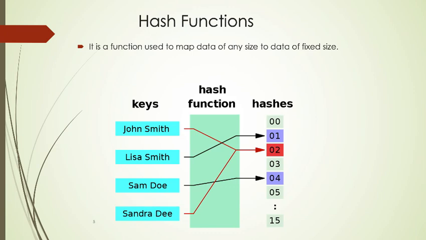A simple hash function might, for example, just take the data and calculate some integer from it. This example is not very useful, to be honest. It just maps names to a set of numbers ranging from 0 to 15, which for most purposes is far too few hash values. As you see, this particular hash function has a collision, where Sandra D and John Smith have the same hash value.